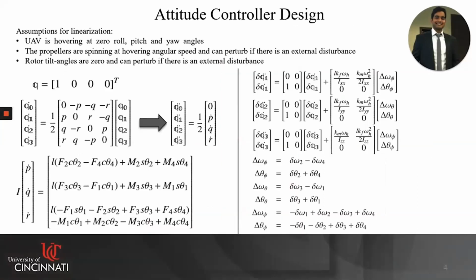The attitude control is derived by linearization about the hovering condition of the UAV, which means zero roll, pitch, and yaw angles. It also includes zero rotor tilt angles. The rotational dynamics of the UAV are formulated as a state space shown here, and an accurate control allocation for the system is derived.